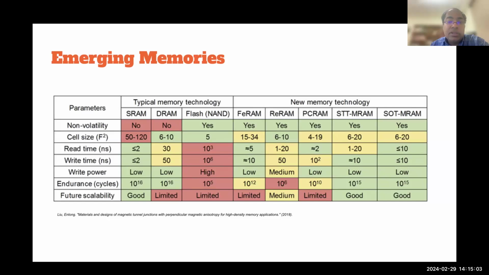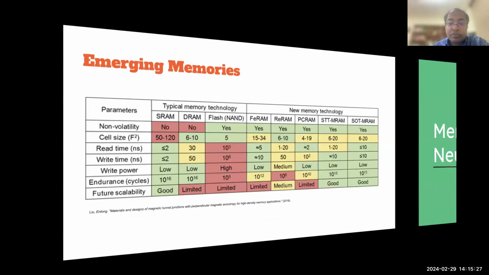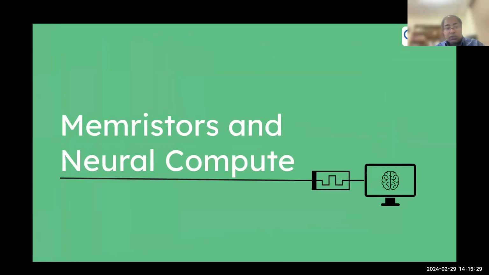Another aspect of these technologies is that many of these are resistive-based memories, so you can also program these resistance states. And when you program these resistance states, you're no longer thinking about just binary storage, you're also thinking about analog storage. And the beauty of that is you can now think of systems which can really do analog-level compute on the memory. So that's where the whole idea of memristors and neural compute becomes quite interesting.